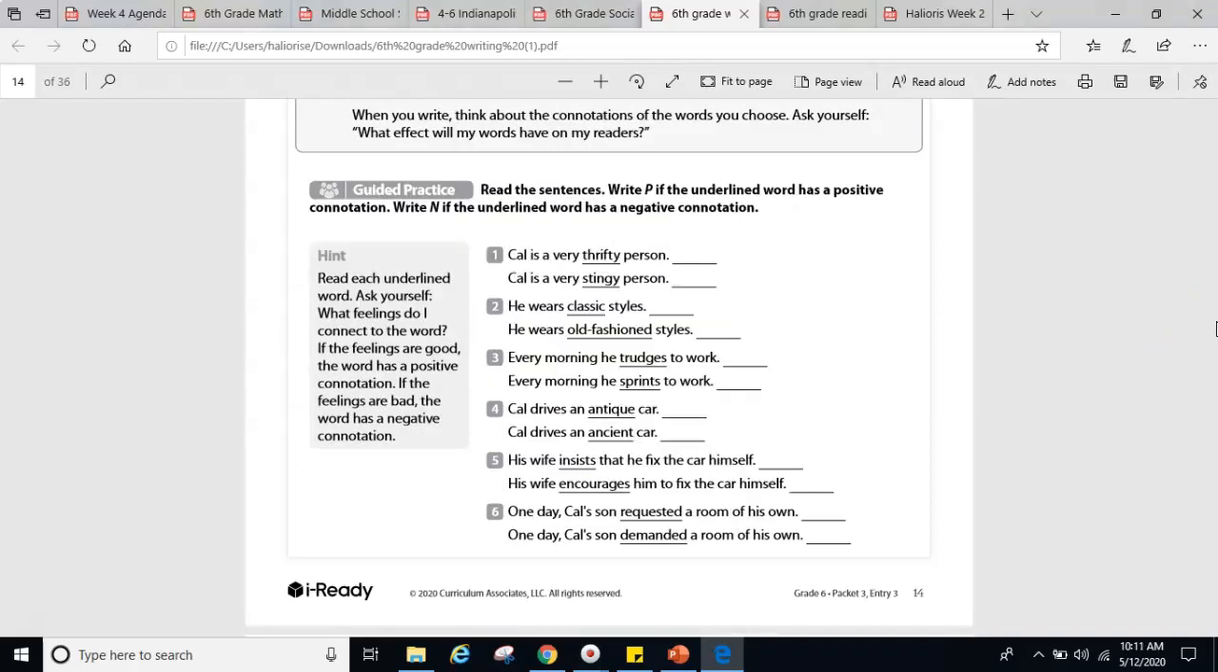So read the sentence. Write P if the underlined word has a positive connotation. Write N if the underlined word has a negative connotation. So Cal is a thrifty person. Cal is a very stingy person. So if you're thrifty, I'm going to say that's positive.